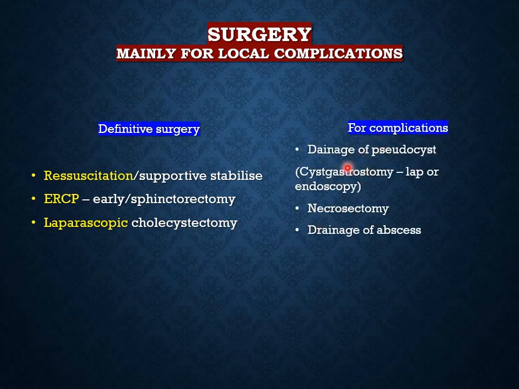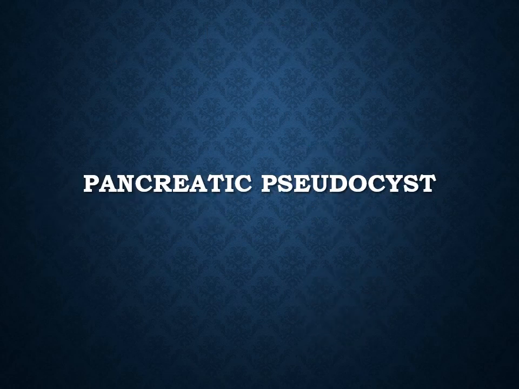For complications, drainage of the pseudocyst, known as cystgastrostomy, which can be done either endoscopically or laparoscopically. Necrosectomy, removal of necrotic tissue, desloughing of the necrotic pancreas, and if there's an abscess, drainage of the abscess. So these procedures all can be done through endoscope, laparoscope, or open surgery.